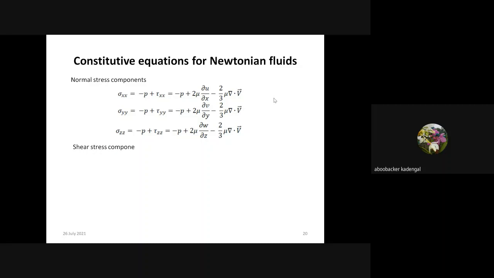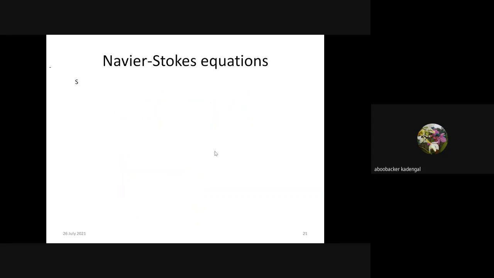So this is a general constitutive equation. And the normal stress components and shear components, from Newton's law of viscosity, we can express like this. So these total six stress components, three normal stress components and three shear stress components, are related to the velocity components. And once we substitute this into Cauchy's equations, which are in terms of stress components, what we get is the Navier-Stokes equation.